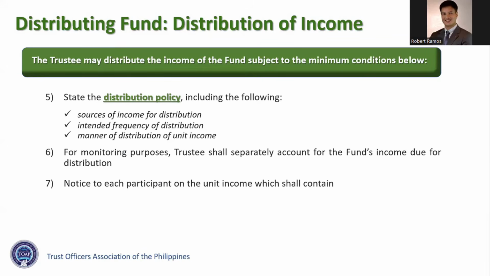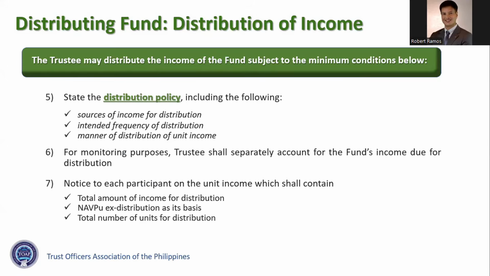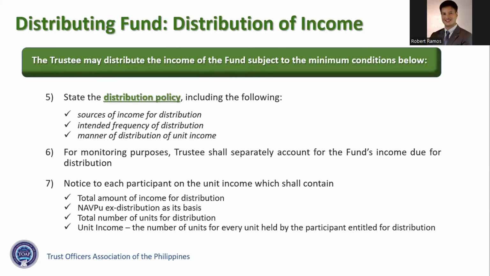And the trustee shall provide notice to each participant on the unit income, which shall contain the total amount of distribution, the NAVPU ex distribution as its basis, and the total number of units for distribution. It should also include the unit income or the number of units for every unit held by the participant entitled for distribution.